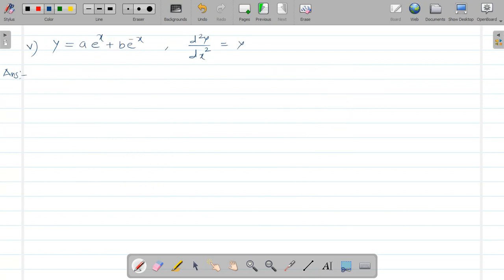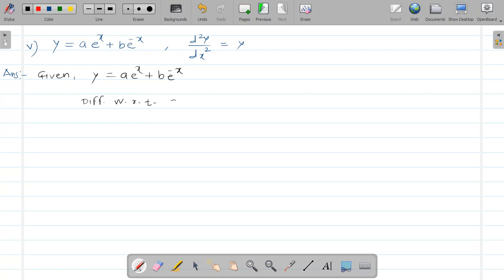Okay, now let us see another example. Here the function is given: y is equal to a into e raised to x plus b into e raised to minus x, where a and b are called arbitrary constants, and the differential equation given to you is d square y upon dx square is equal to y. So first of all I will write the given function: y is equal to a into e raised to x plus b into e raised to minus x. Now here also the differential equation given to you is of order 2. So we have to differentiate the given function with respect to x.